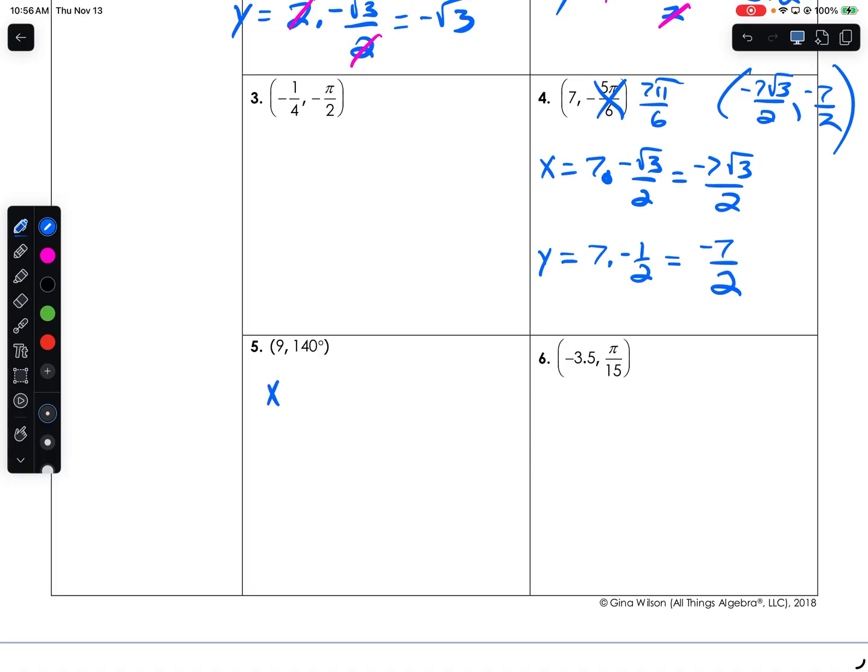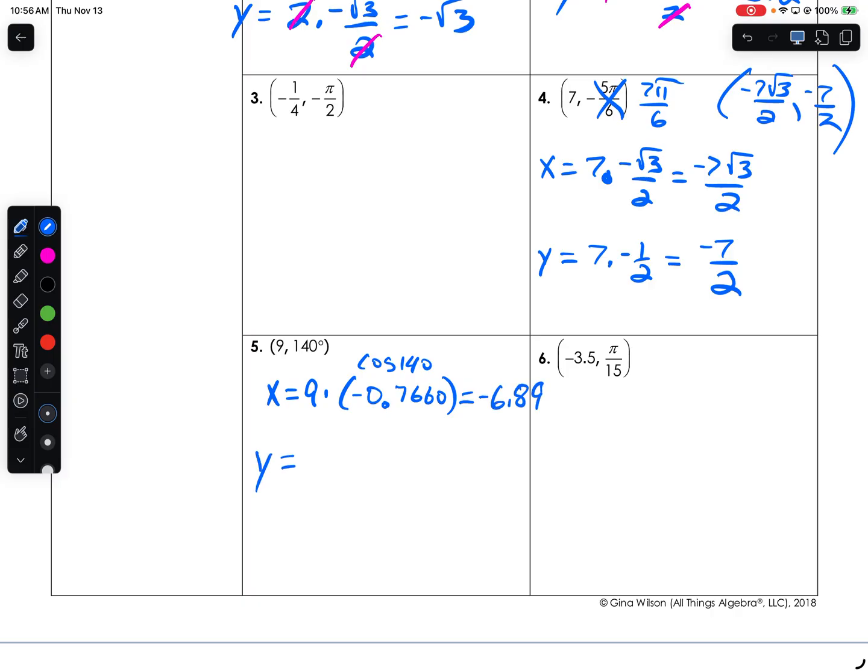So x is going to be 9 times cosine 140. I'm just going to write it up here so you know where it came from. And when I do cosine 140, you should play along and do it in your calculator so you make sure you get this answer. Negative 0.7660. When you do sine, cosine, tangent, all that stuff, you want to take it to 4 decimal places. And then our value is negative 6.89.